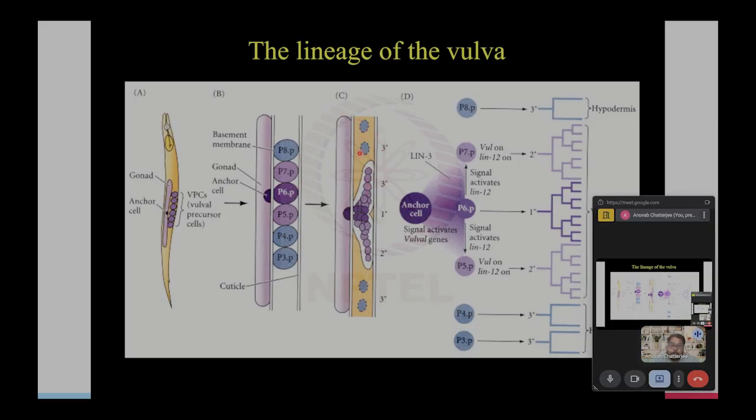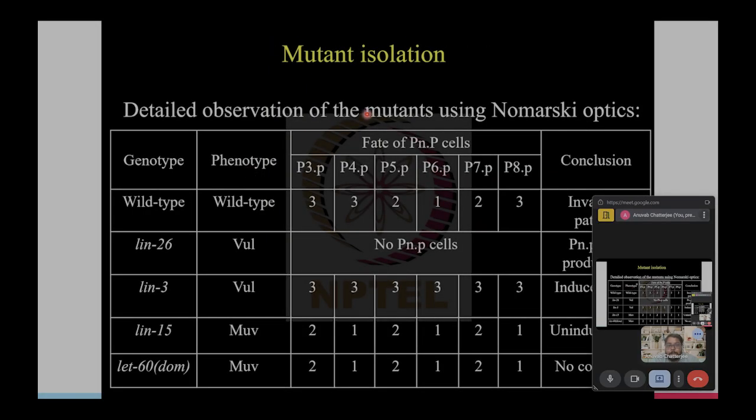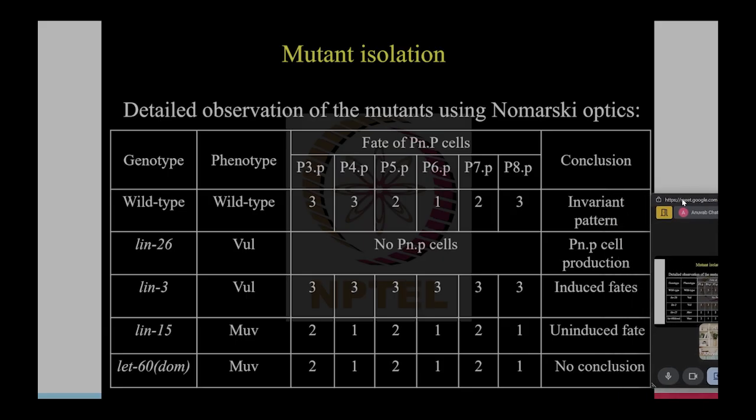So people were like, how exactly does this work? So they did particular laser ablation experiments. In laser ablation experiments, they destroyed particular cells and tried to figure out what happens. Actually, this is not laser ablation, this is mutation experiments, in which they looked at particular mutants and tried to figure out what exactly happens.